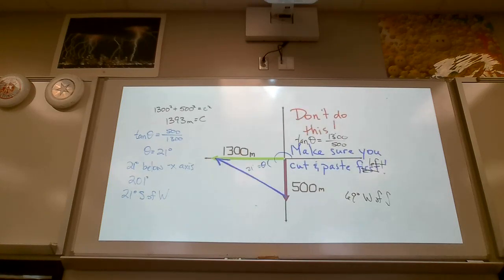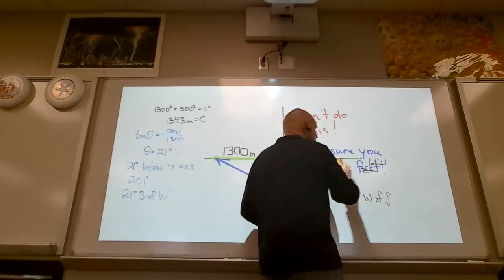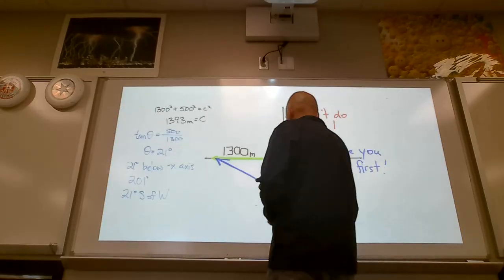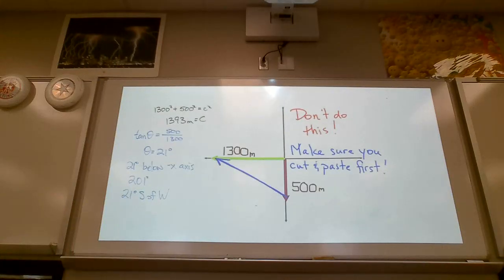Okay. Popular error. When you're given this problem, don't do that. It's like, boom, just resultant it. You'll get the right magnitude. You'll get 1,393, but good luck with the direction. Okay, so make sure you do your head to tail first. Make sure you do cut and paste. Okay?